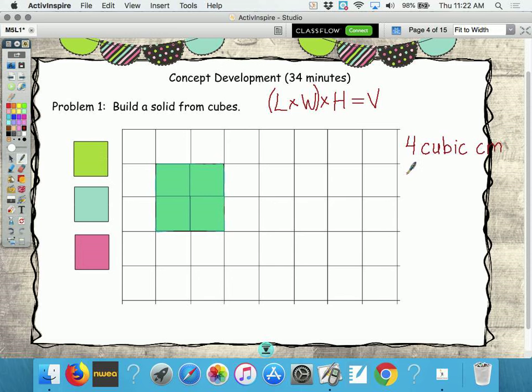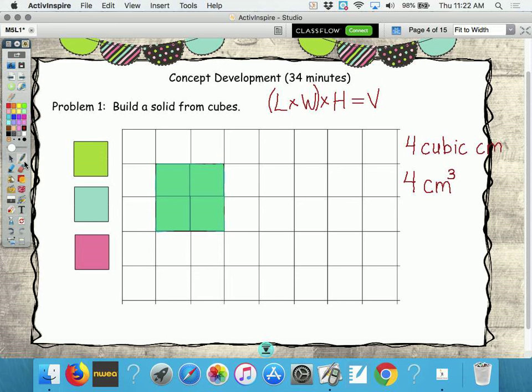Another way to write it is 4 centimeters. How do you think I make the cube? 2, good try. 3. A 3, okay? So this is your introduction. Did you write this on your paper? I want you to write it both ways, cubic centimeters and centimeters cubed.